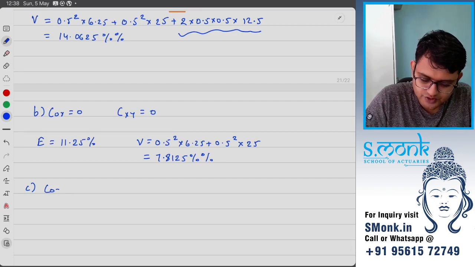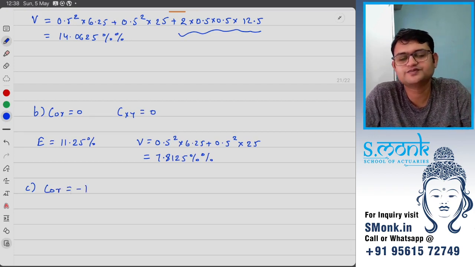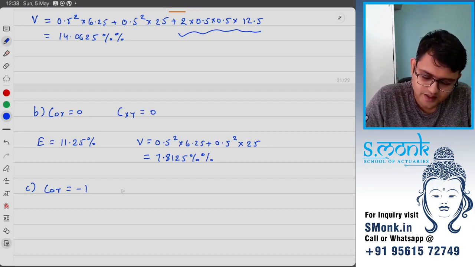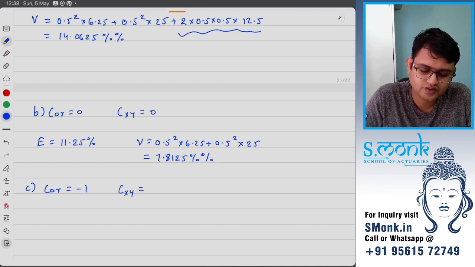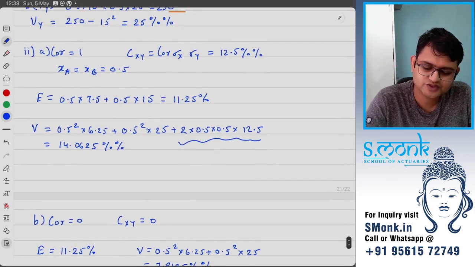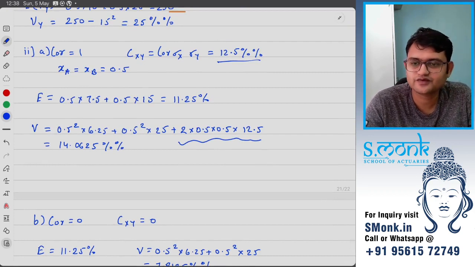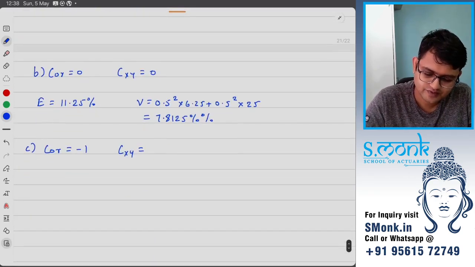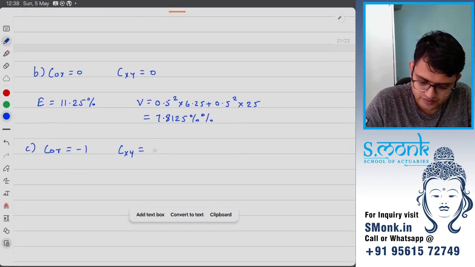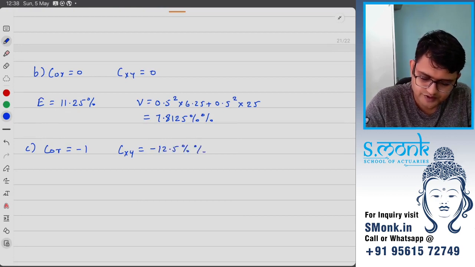In C we said COR is -1, correlation is -1, then the covariance between X and Y is just going to be the same, just negative. It's just going to be negative because COR is negative. So minus 12.5%.